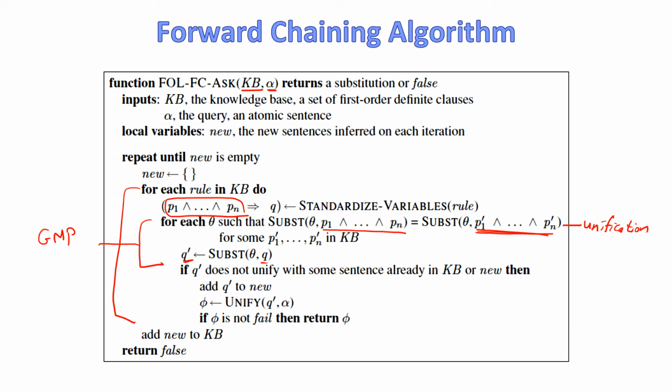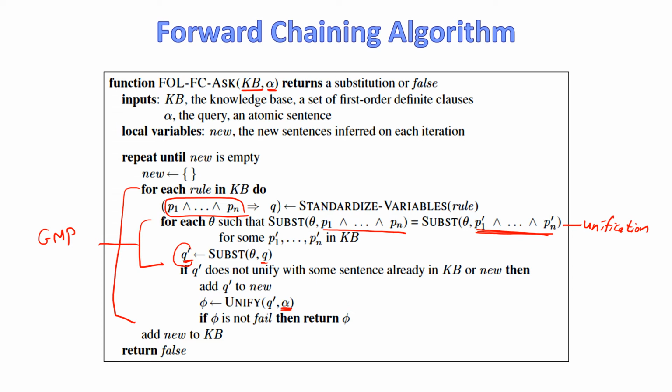Now, if this Q prime, that's the new rule that we should add to the knowledge base, is unified with the query, then we are done. If not, we just add it to the knowledge base and continue. Okay, so this algorithm will end in one of two cases. Either we find it.